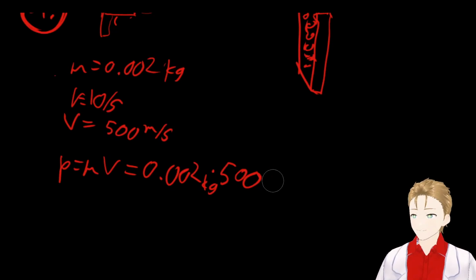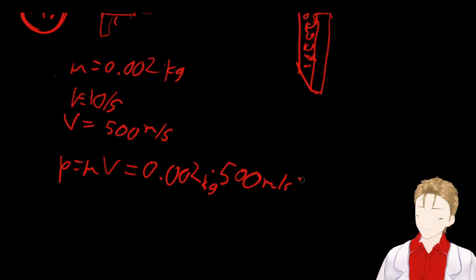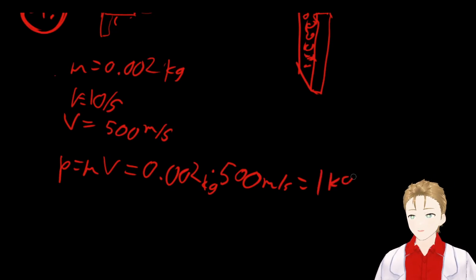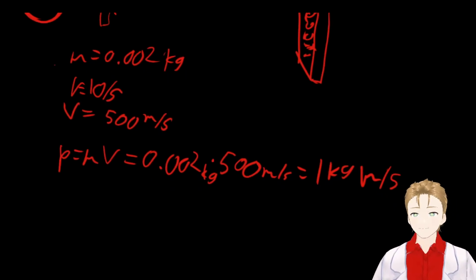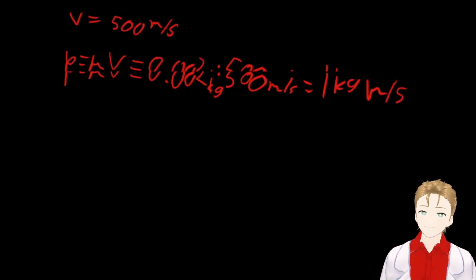500 meters per second, so it's about 1 kilogram meter per second. That's for each pellet, because the 10 pellets can be ignored. We don't need that many pellets. We were only looking at each pellet. Okay, cool. That was surprisingly easy.